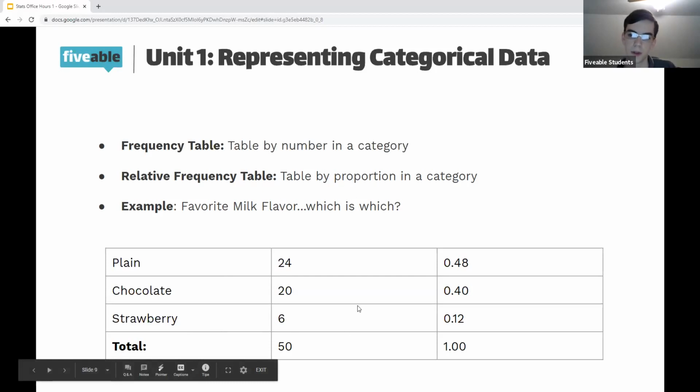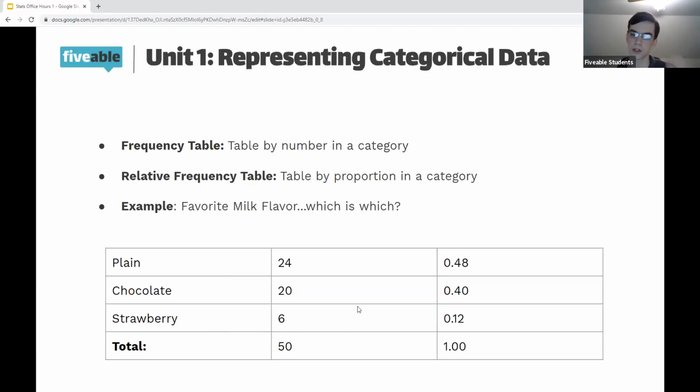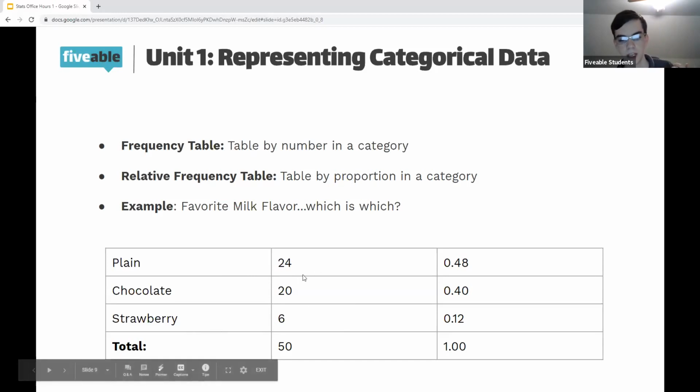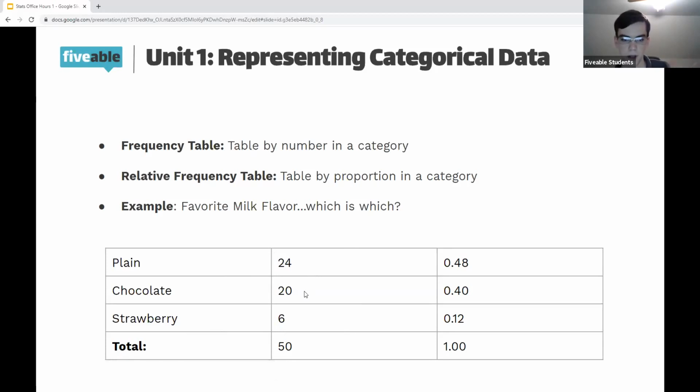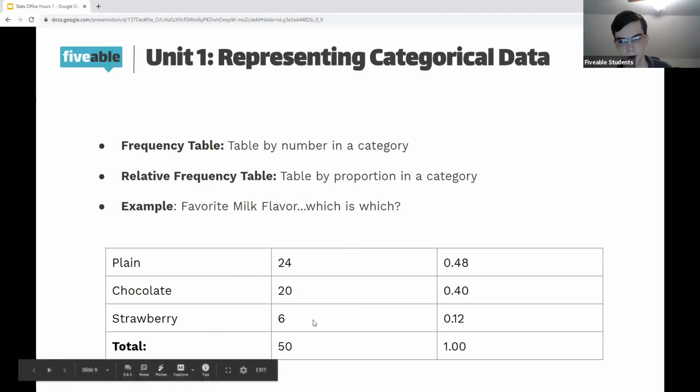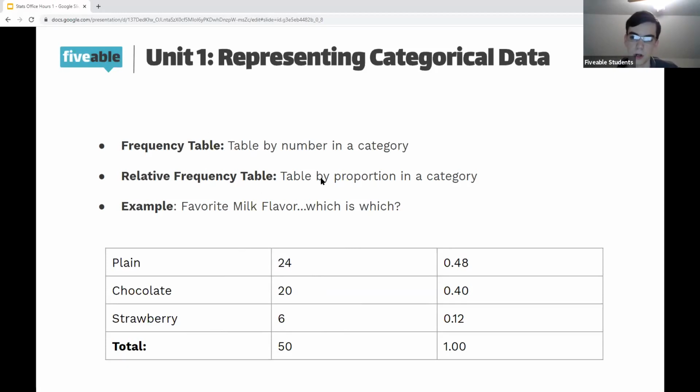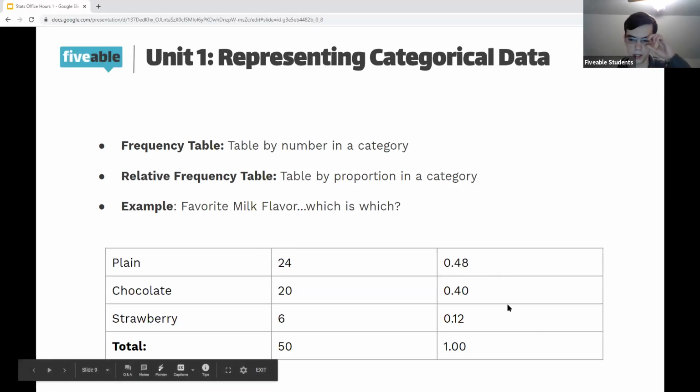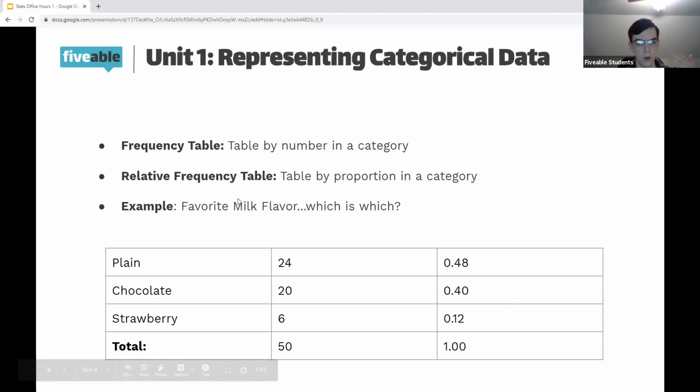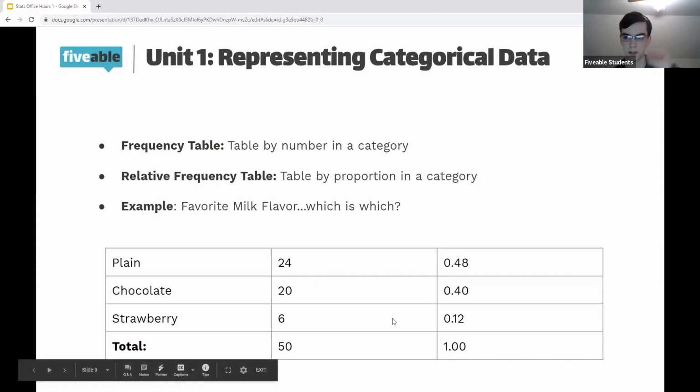But frequency table, so in a frequency table, you're giving the number of responses in each category. So you can see here in our table, out of 50 people surveyed, 24 liked plain white milk, 20 liked chocolate milk the best, and 6 liked strawberry the best. And the thing to note about a frequency table is that a lot of comprehension and understanding of the data hinges on knowing the total, because like we said before, numbers are kind of meaningless without any sort of context to put them in.